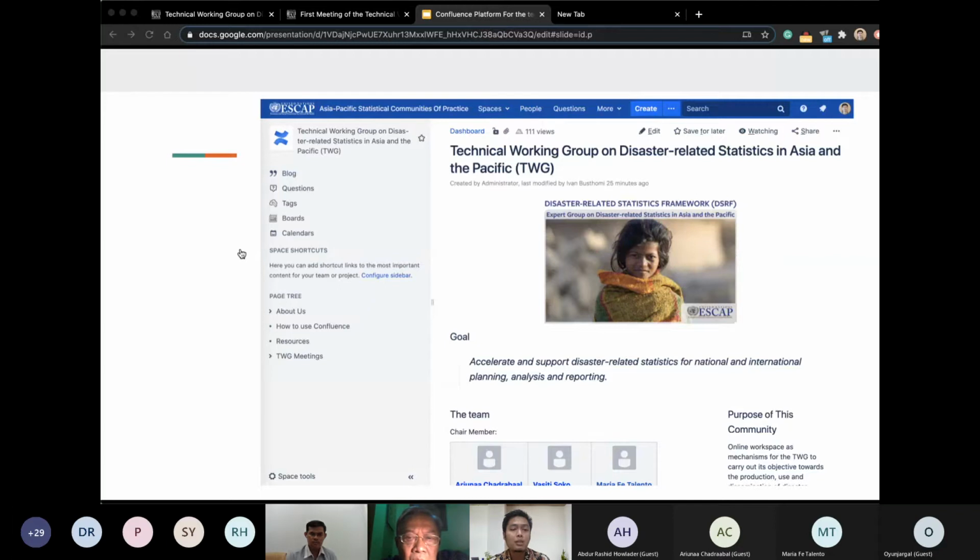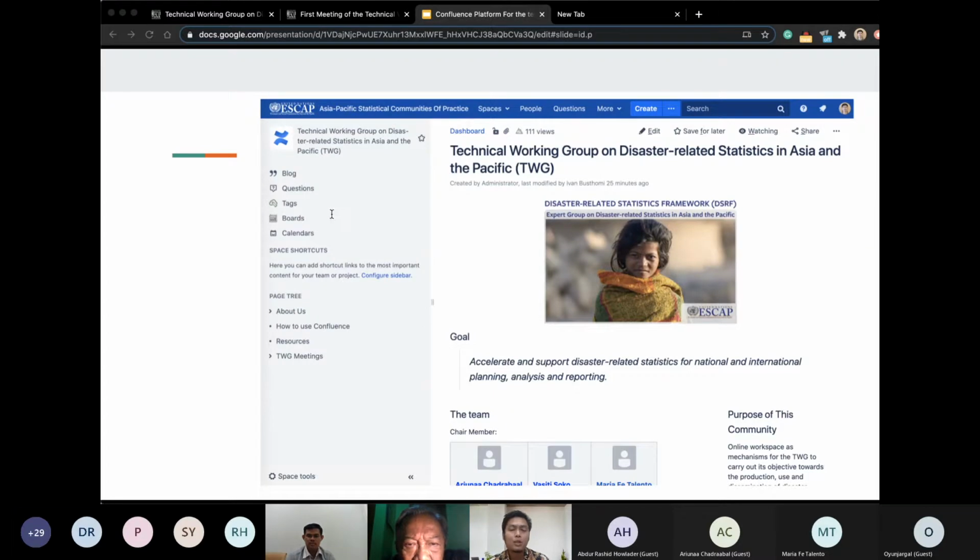So how does the Confluence platform currently look? This is the initial content that we have at the Confluence platform that is already developed at the moment. The page that you are looking at is the dashboard. In this dashboard page, you can see some information about the TWG team meeting itself, and any information related to the things that the team is working on.